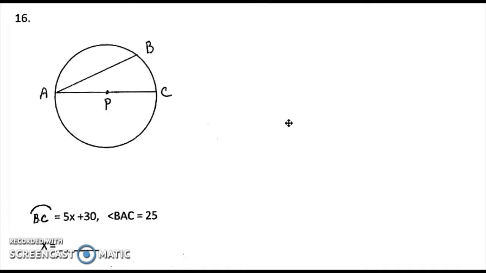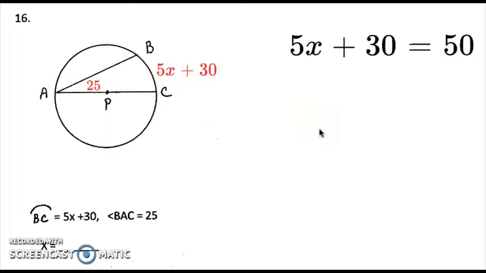Number 16, we have BAC equaling 25. BC equals 5x plus 30. Now this one is inscribed because it goes to the edge of the circle here. So we know this angle is going to be half of this one. So to solve this for x, double this angle and set it equal to this, because this is equal to this doubled. So 5x plus 30 equals 50.